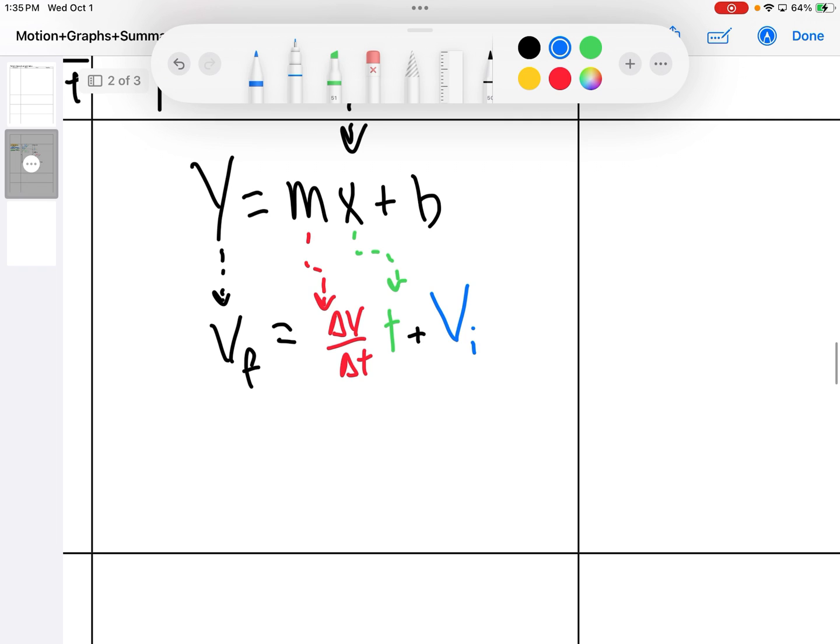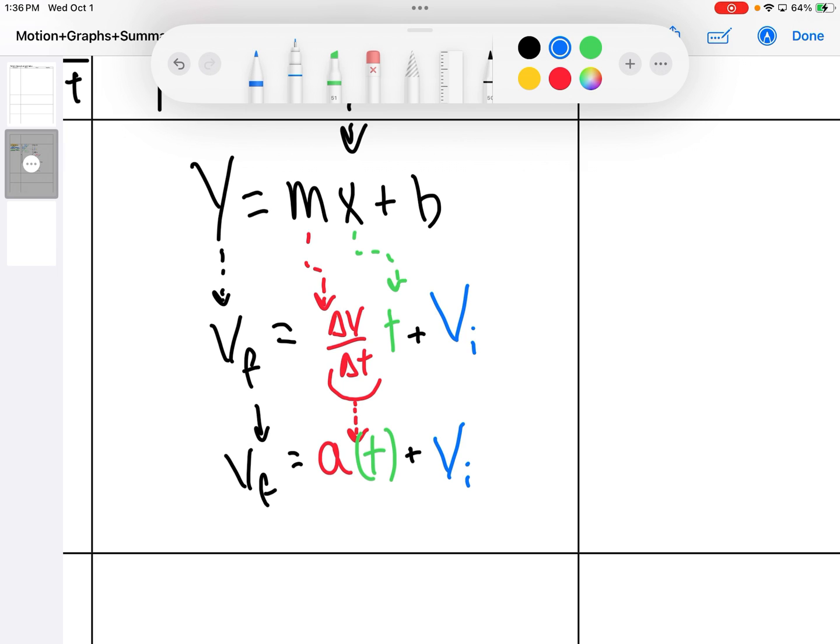So let's take one more step here. Now, VF, that is final velocity, is equal to, now here comes the task, the change in velocity over the change in time. What do we want to call that? It is our acceleration, which we label the variable a. Very good. Tell me, what does t stand for here? Time, right? And vi is the initial velocity. And there you have it.